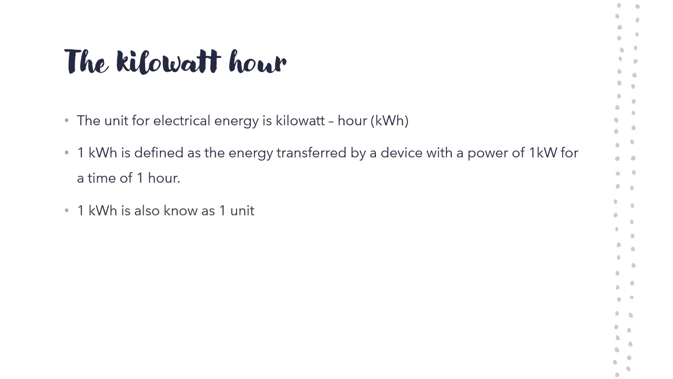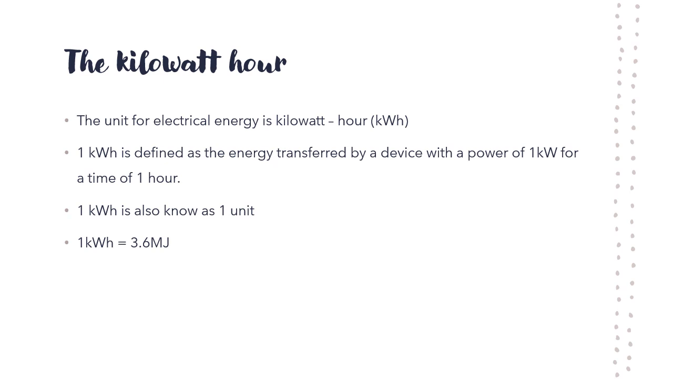So 1 kilowatt hour is also known as 1 unit. When we come to paying for electricity, that time you might see the term unit there instead of kilowatt hour. So kilowatt hour is a unit of energy. We said the other common unit of energy is joules. So how are kilowatt hour and joules related to each other?